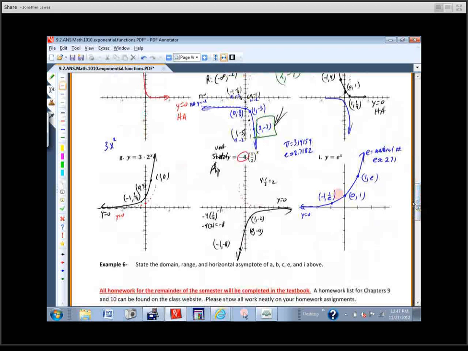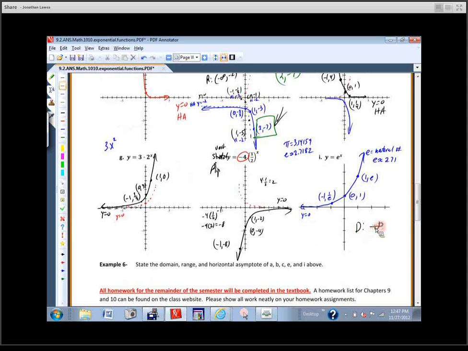What's the domain and the range for this last one, exponential base E? All reals, negative infinity to infinity. And the range? We didn't move it anywhere, so it has the same range as any other parent function for an exponential. It's 0 to infinity. Okay, any questions?